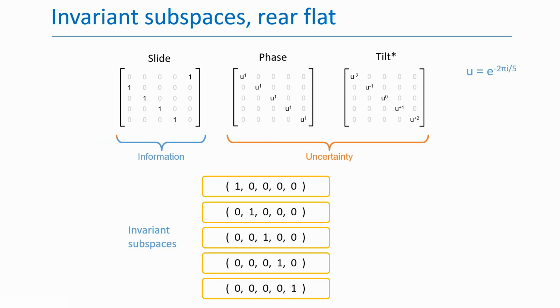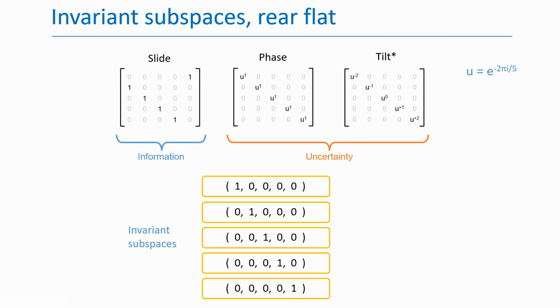And indeed, the position states are the invariant subspaces at the rear flat. Here, all elements of the uncertainty group, tilt phase, keep each position state invariant within itself, but they do not change one position into another position. This is particularly easy to see because tilt is a block diagonal matrix, and each diagonal block takes only one subspace as an input and gives the same subspace as an output.